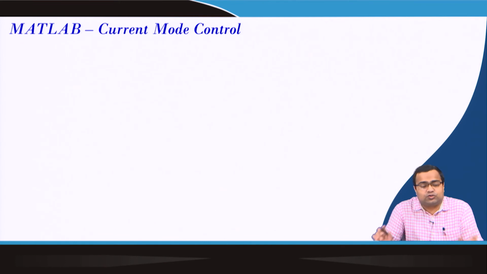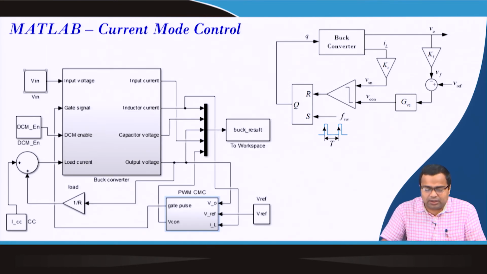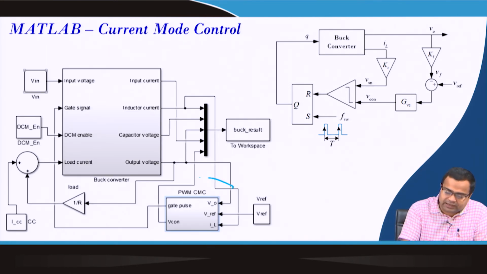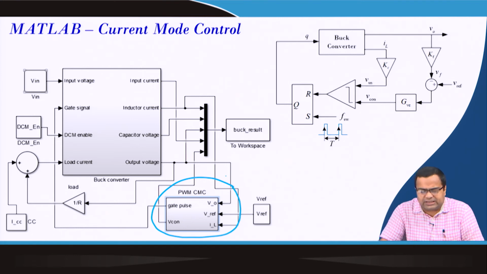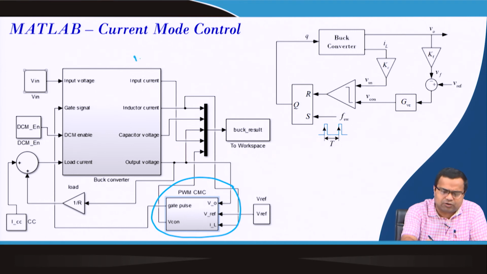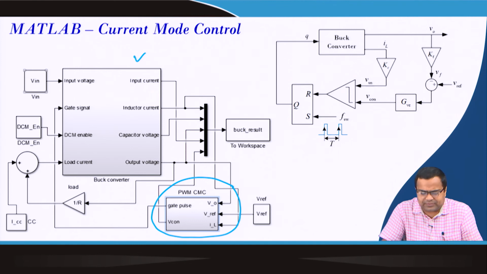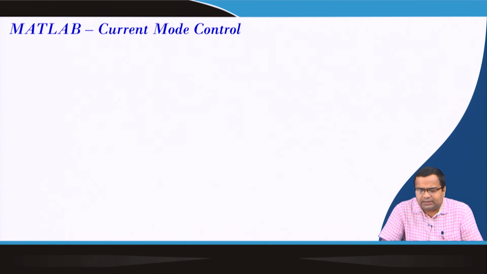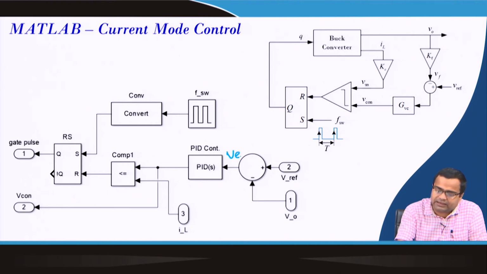Now first I am going to show the MATLAB simulation of current mode control, which we have already discussed. Here again I am introducing a controller, which is my current mode controller. These blocks are already known to you, and these MATLAB files have already been discussed. Inside this block, again we have the error voltage, that means your reference voltage and the output voltage.